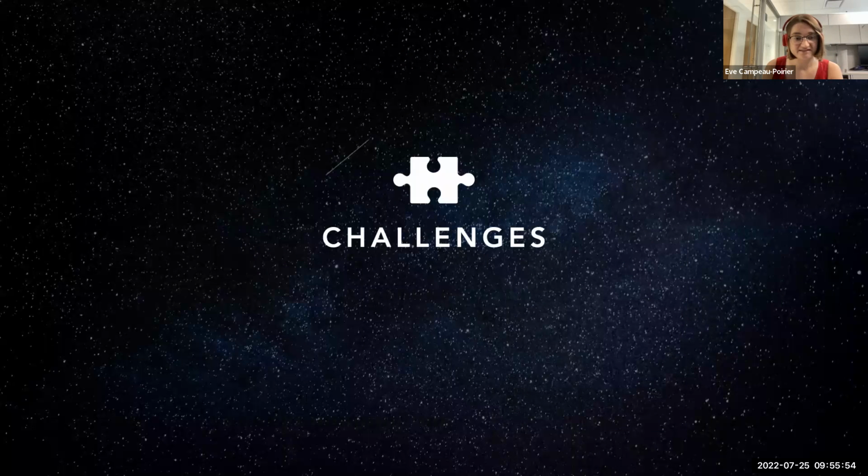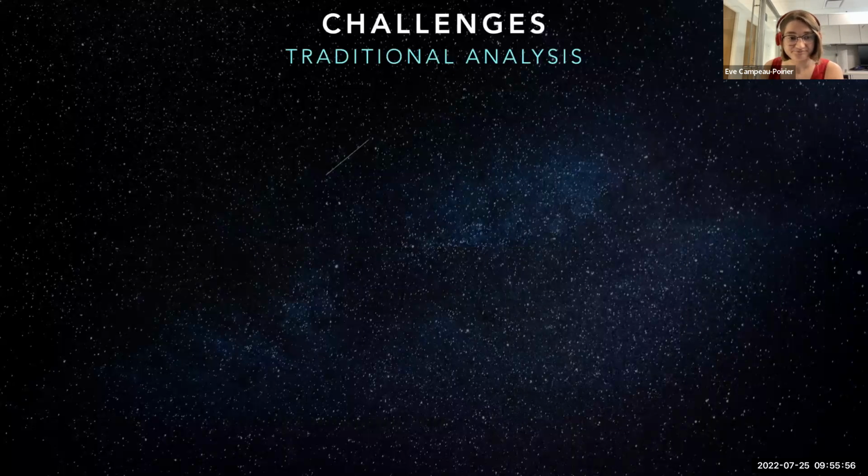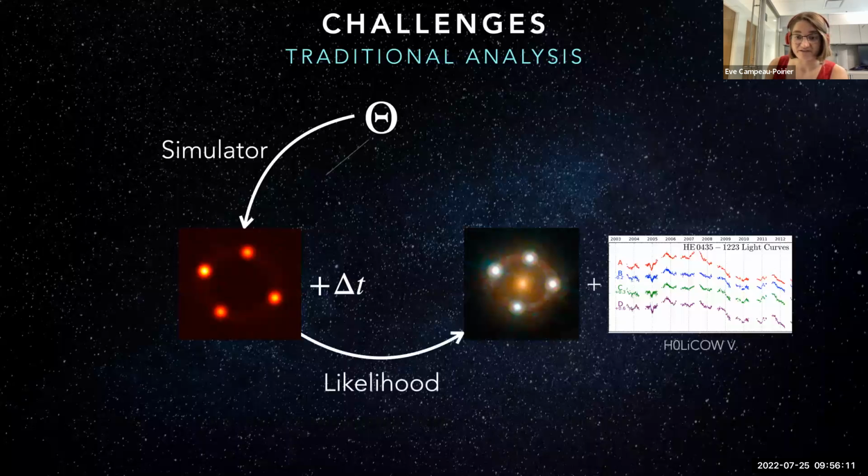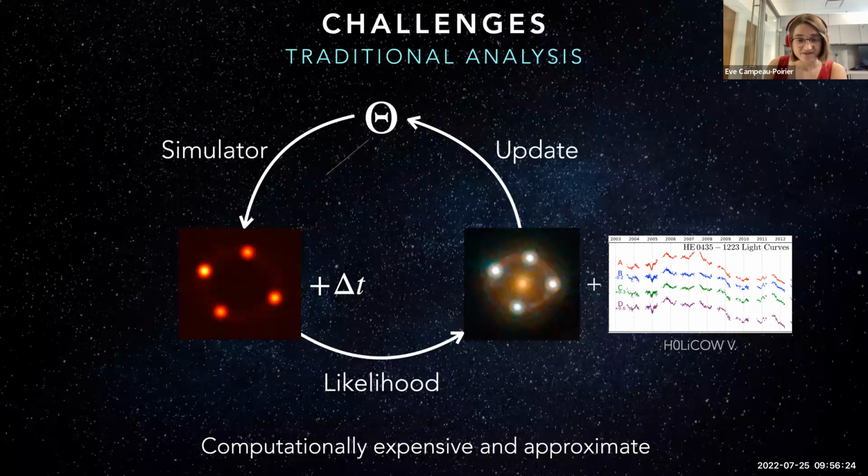But that being said, the analysis presents several challenges. The traditional analysis starts by guessing initial parameters, which includes H0 and a model for the potential. We simulate an observation and time delays from these parameters. After, we compare our simulations to the real data by evaluating a likelihood. Then we update the parameters to maximize this likelihood. And we repeat this process again and again until convergence. It is therefore computationally expensive. Also, because the real likelihood is intractable, this method introduces many approximations.